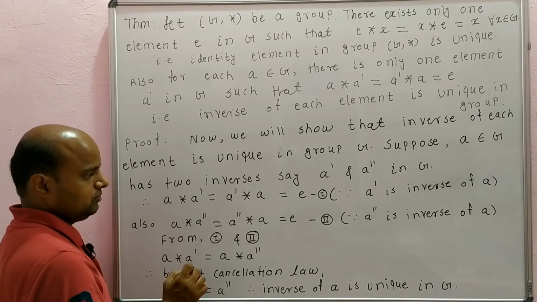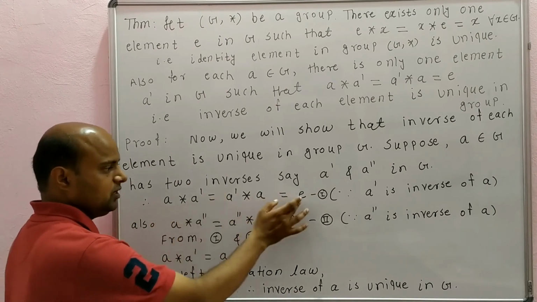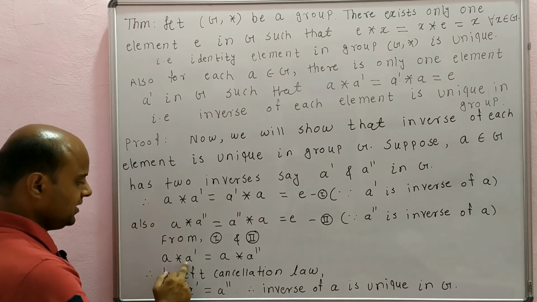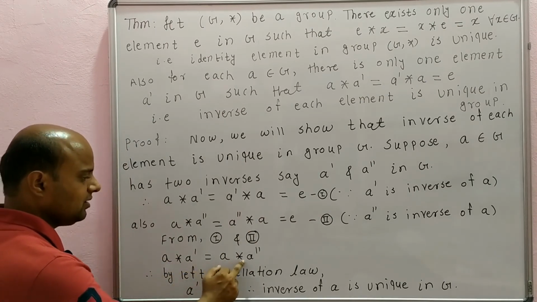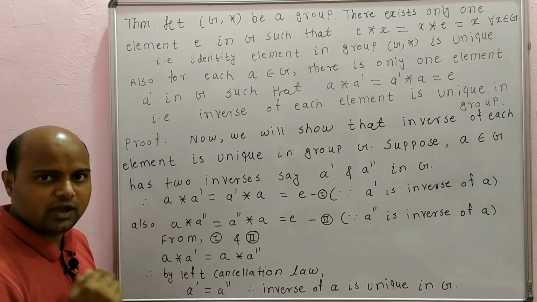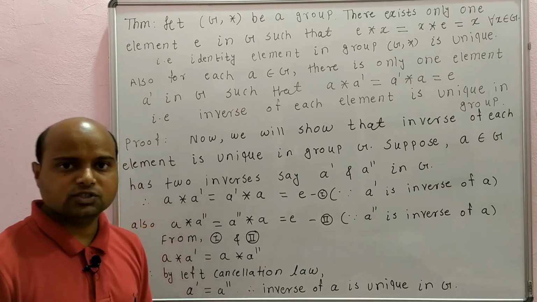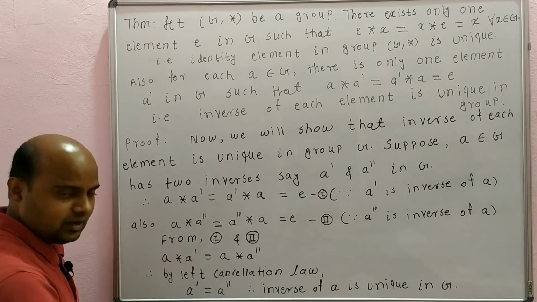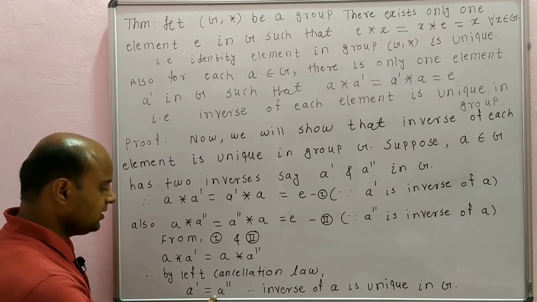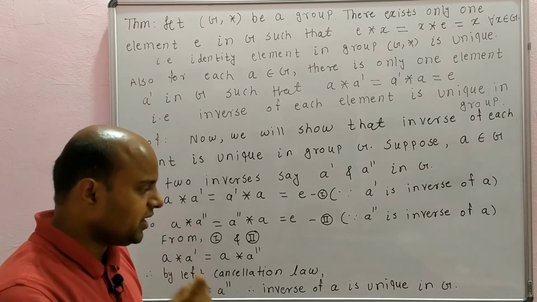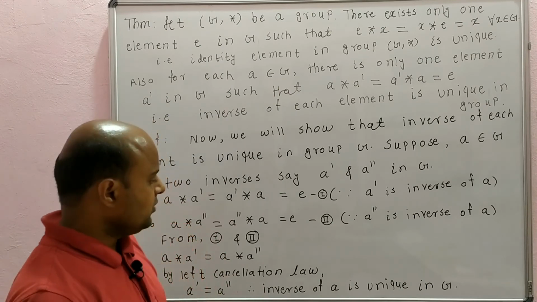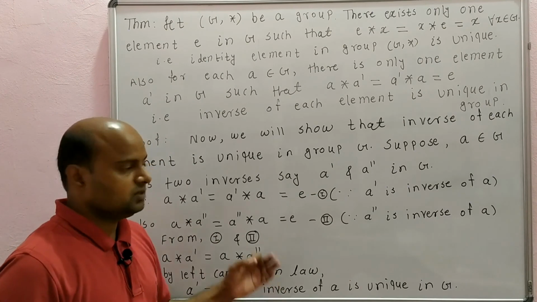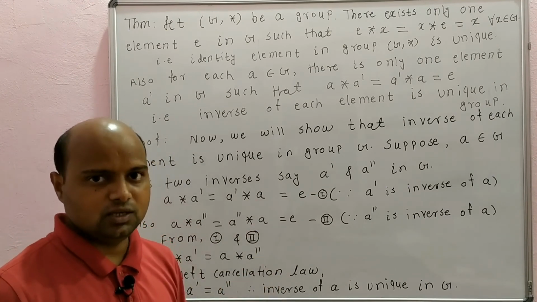From first and second you can see this is equal to E and this is also equal to E. Therefore A star A dash is equal to A star A double dash, and we have learned the left cancellation law holds in a group G. Therefore A will get cancelled from both sides and we will get A dash is equal to A double dash. Therefore the inverse of A is unique in G. We have taken A to be any element. Therefore each element of G has a unique inverse.